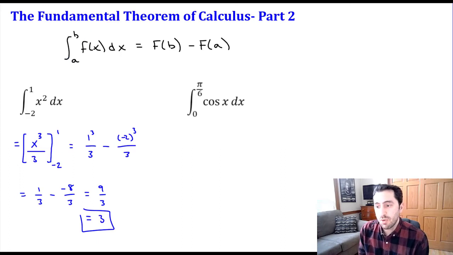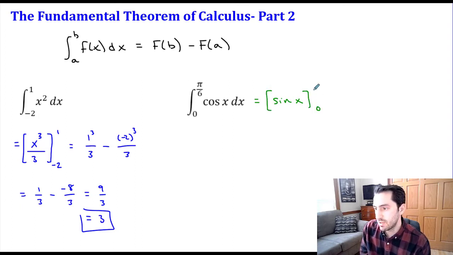So let's go through that process one more time. So the integral from 0 to pi over 6 of cosine of x times dx. So again, just to begin with, we need to find the antiderivative of the cosine of x. The antiderivative of cosine is sine because the derivative of sine is cosine. And then we're going to evaluate this from 0 to pi over 6. So what we want is the sine evaluated at our upper bound, and then we're going to subtract the sine evaluated at the lower bound.